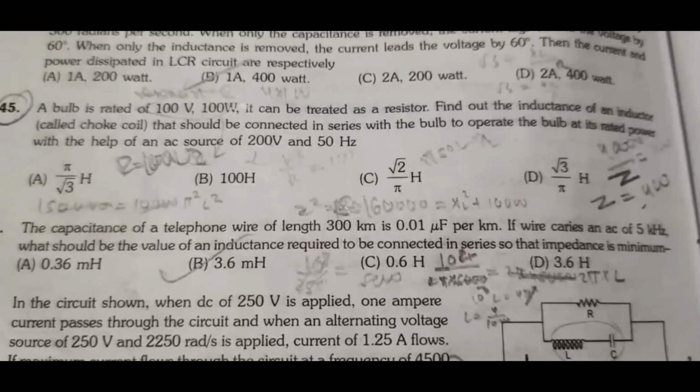So the bulb's rating is given to you: 100 volts, 100 watt. It can be treated as a resistor. Find out the inductance of an inductor that should be connected in series to operate the bulb at the rated power with the help of an AC source of 200 volts and 50 hertz. Okay, so we want to connect.